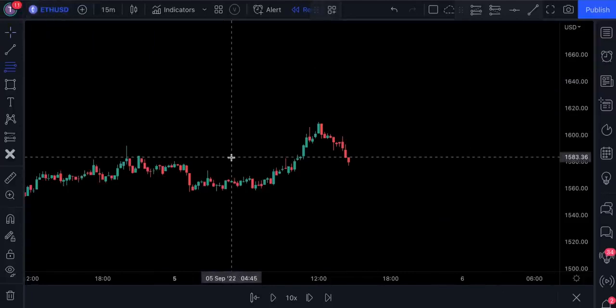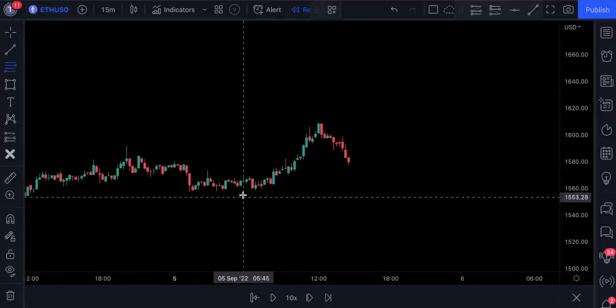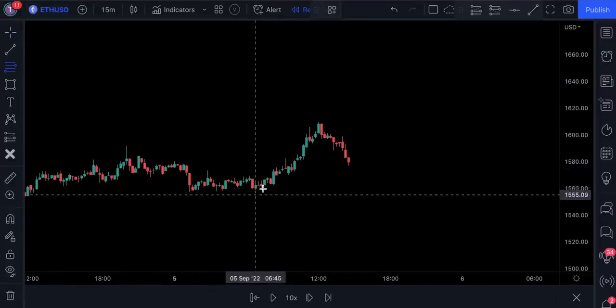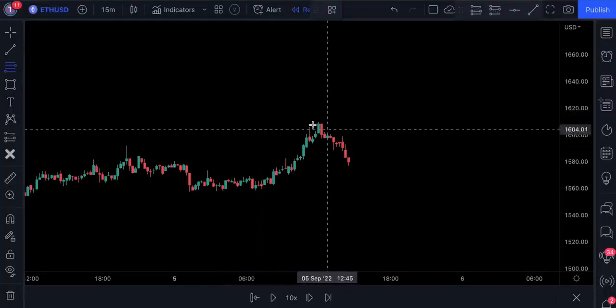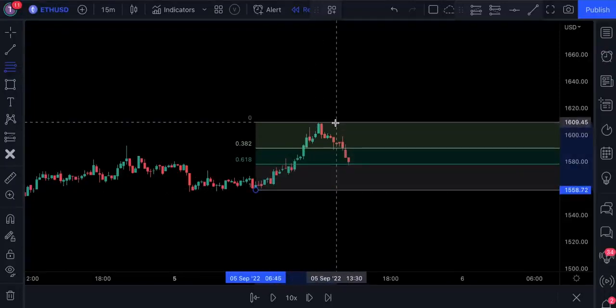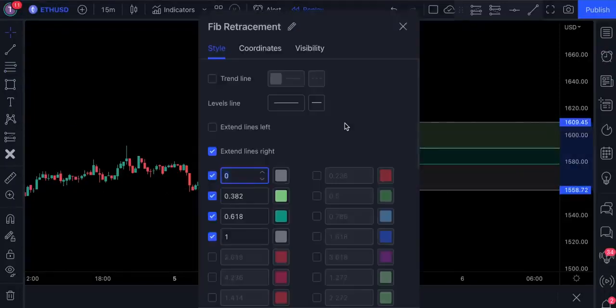The second step will be to identify the major swing low. In this example, we can see that the major swing low level is right here. The next step will be to identify the major swing high. And finally, you want to draw the Fibonacci retracement from the major swing low to the major swing high. By the way, in the style section of the Fibonacci retracement tool, you want to enable 4 key levels, which are the 0, the 0.38, the 0.61 and the 1.